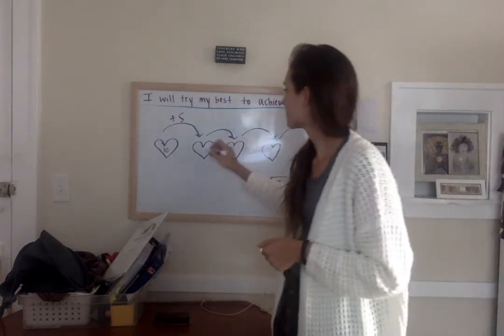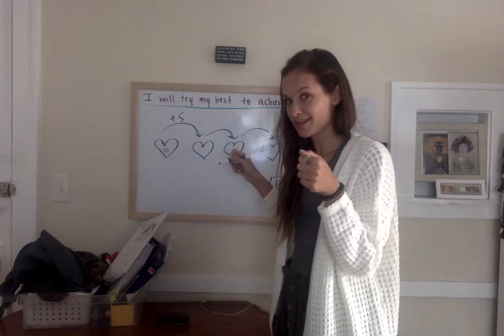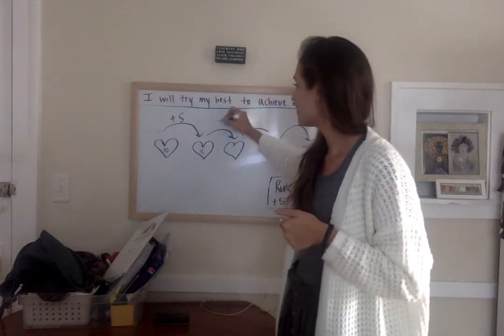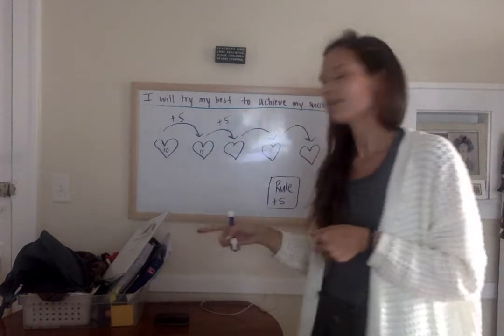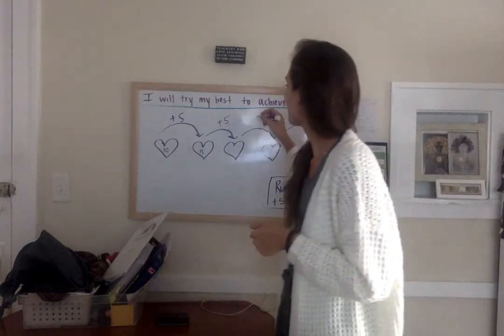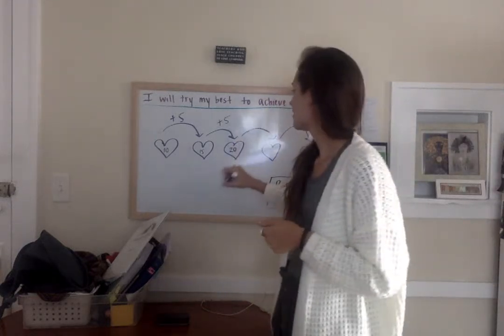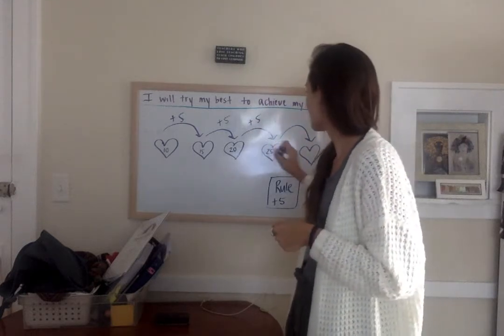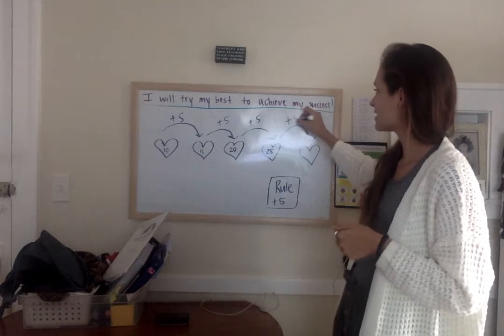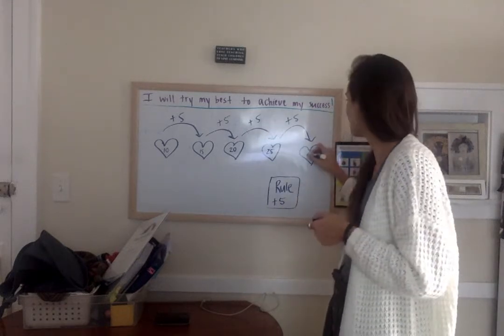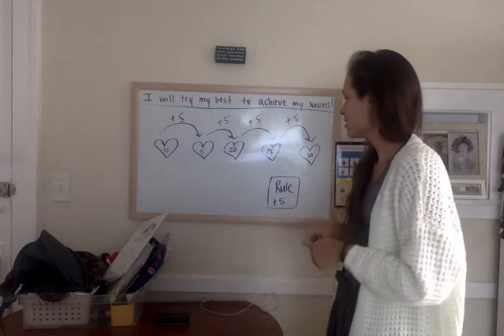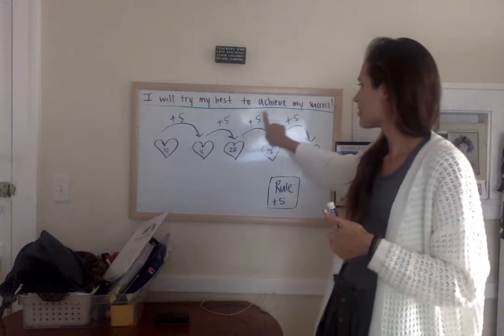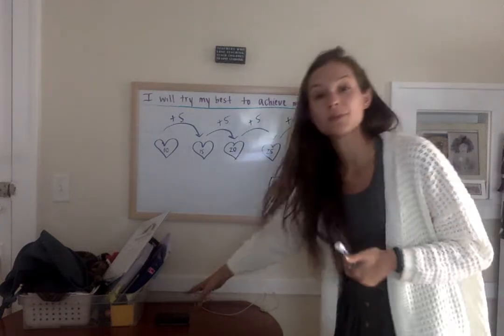If I'm going too fast, you can pause it. 10 plus 5 would be 15. And then I have to do 15 plus 5. What is 15 plus 5? 20. 20 plus 5 would be 25. And then 25 plus 5 would be 30. Okay? So we have our frames, which in this case are hearts. We have our arrows that tell us we're going this direction. And the rule, which was plus 5.